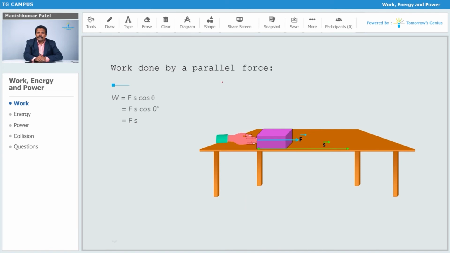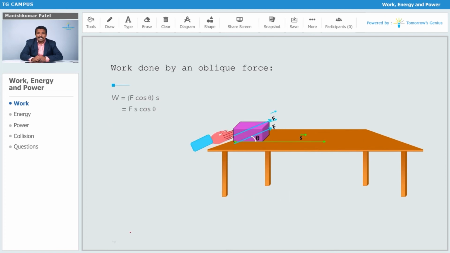The same thing, the work done by a parallel force. I'm applying the force in this direction, and because of this force, let's say the block slides through a certain distance s. So finally it came over here, which means the force has done some work. The work done is fs cos theta. The directions of f and s are the same, so theta is equal to 0, and the work done for this particular case is nothing but fs.